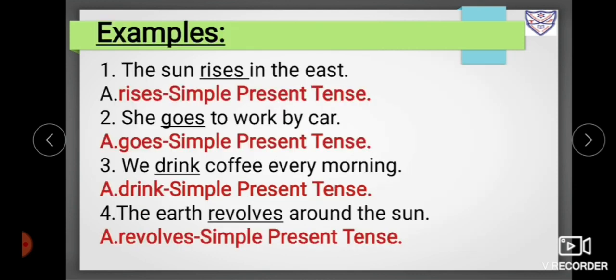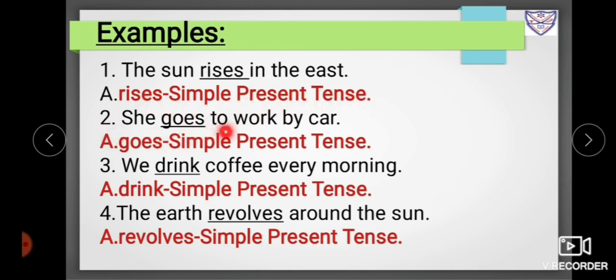Let us see a few examples related to simple present tense. So the first one is the sun rises in the east. Now over here the word rises is a verb which is in simple present tense. Why? Because it shows an action that is done daily, or we can say it is also a universal truth. That is, the sun rises in the east. It means that the sun daily rises in the east, right? So it will be simple present tense.